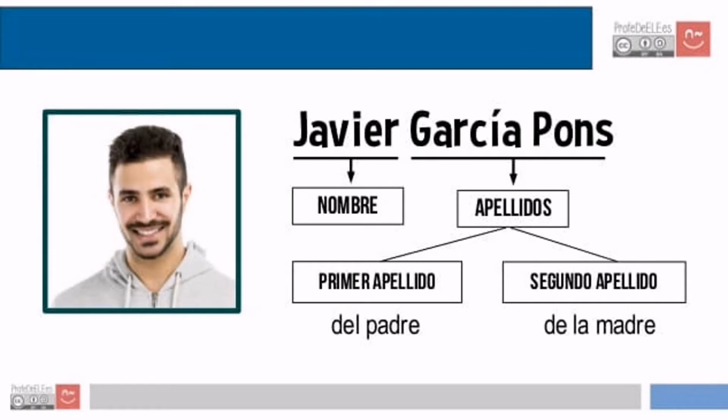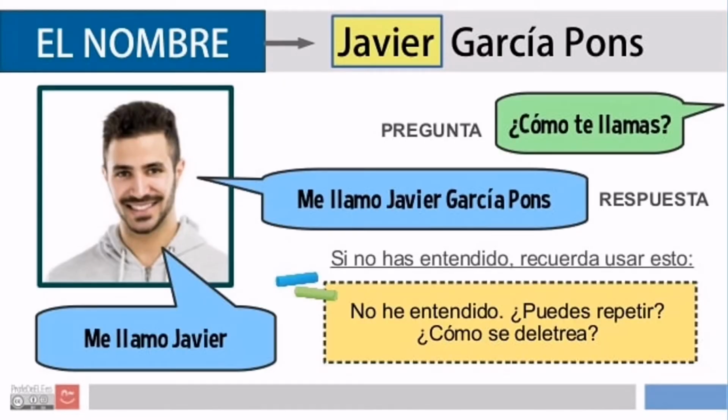So, when you meet someone and you want to know their name, you can ask them, ¿Cómo te llamas? And we've seen this in another video. I will link it if you want to watch it. And how do we respond to ¿Cómo te llamas? We say, Me llamo Javier Garcia Pons. This man is introducing himself by telling us, my name is Javier Garcia Pons, or you can just say, Me llamo Javier, which means my name is Javier, without saying your last name.